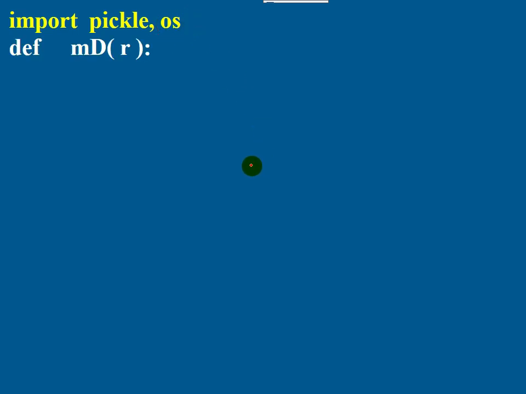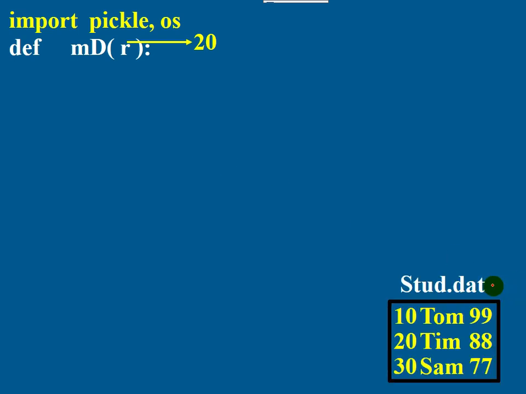Now you can write the function header. Variable R contains the roll number of the student whose marks you want to modify. Example taken: 20. Now this is your binary file. It contains 3 dictionaries. So we want to modify the second record because for the second record the roll number is 20. So this marks should be modified.